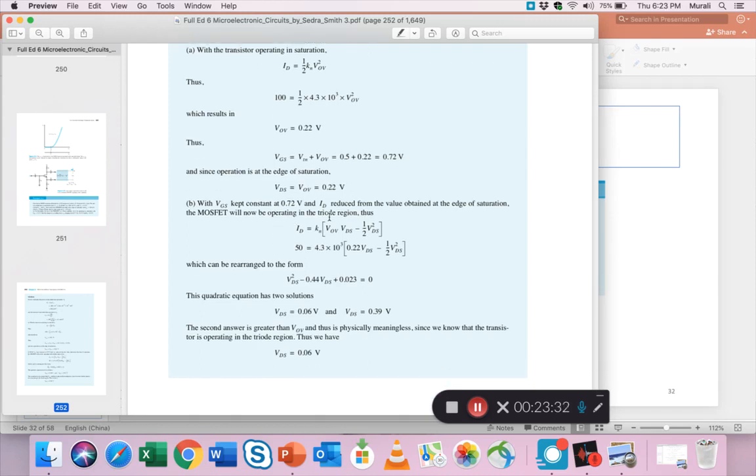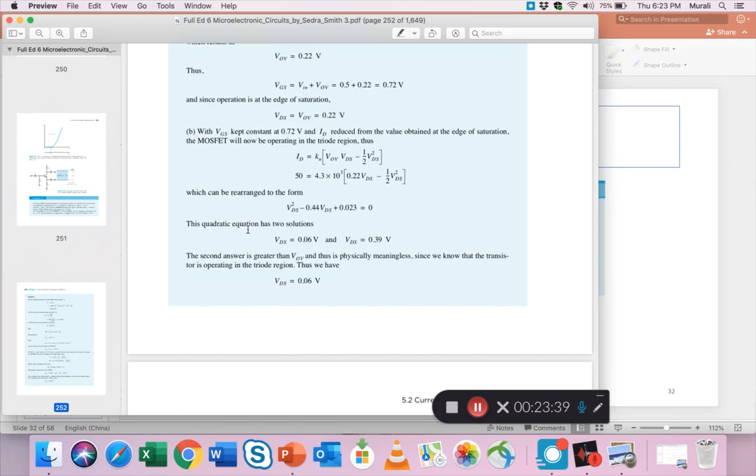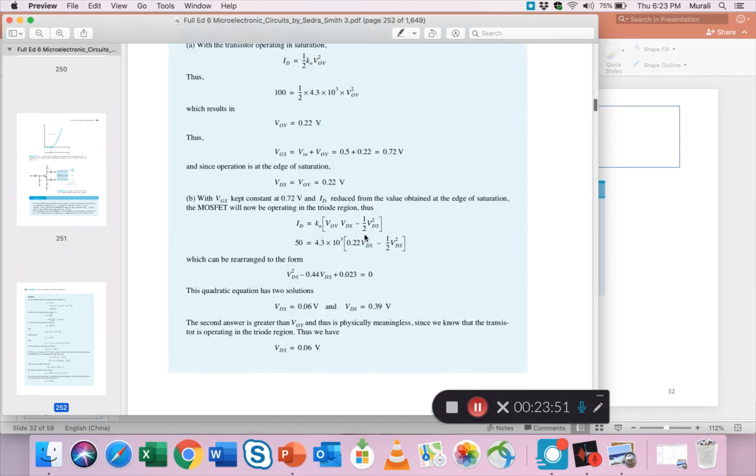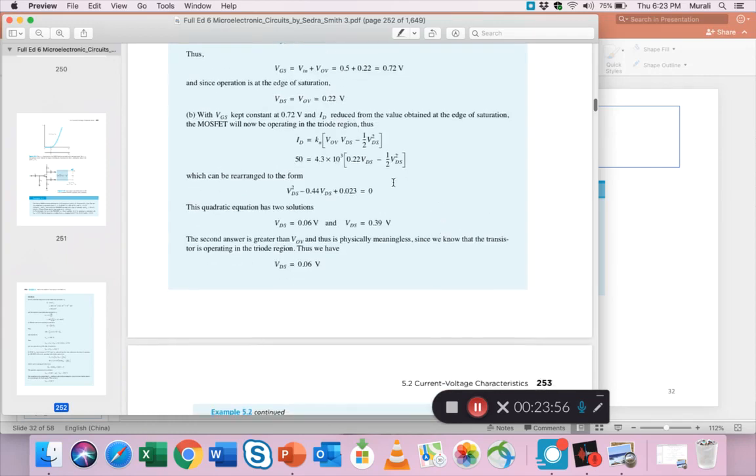For the next step, he says find a different VDS. What is part 2? Part 2 says if VGS is kept constant, find VDS that results in ID equals 50 microamps. So same basic procedure. We have this formula again. We keep VGS constant and reduce the current, so we are not in saturation anymore.